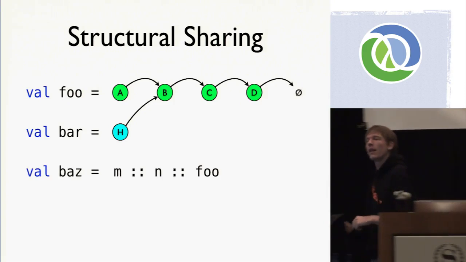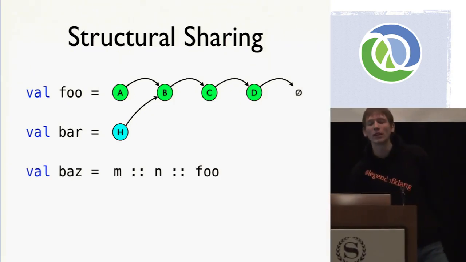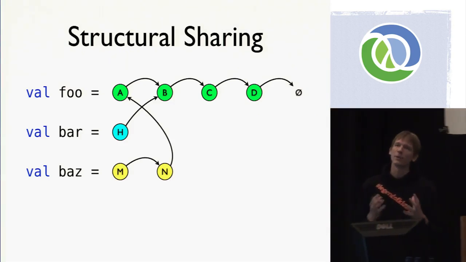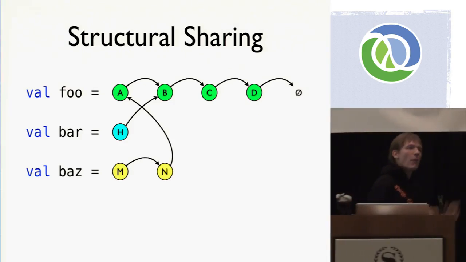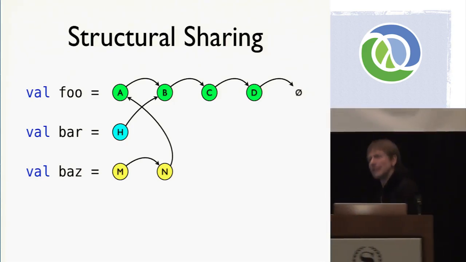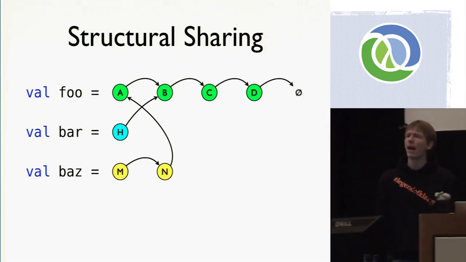We could do this again with another data structure, baz. And we take M and N and prepend them to foo itself. And once again, the elements that haven't changed are shared between versions of the data structure. Now we could make copies of these, right? We could copy B, C, and D. We could copy A. That would be fine. It would be correct.